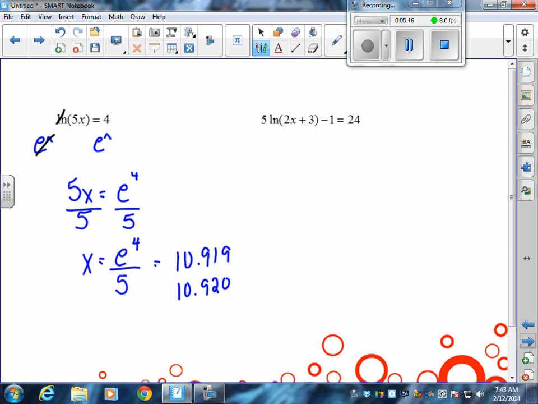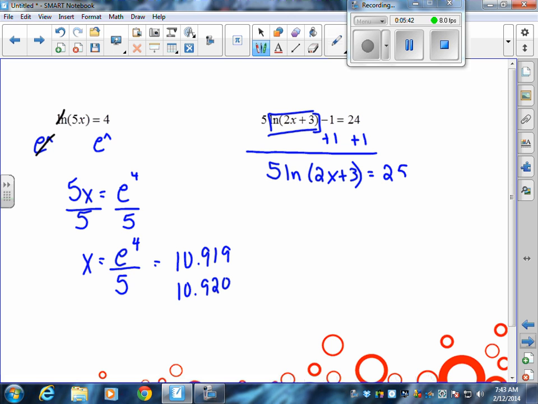We have 5 natural log of 2x plus 3 minus 1 equals 24. So I want to solve this kind of like I would a linear equation. Let's imagine that that's all what I want to get by itself. That's kind of like my x. So the first thing I would do would be add 1. That's going to give me 5 natural log 2x plus 3 equals 25. Then I'm going to divide both sides by 5.